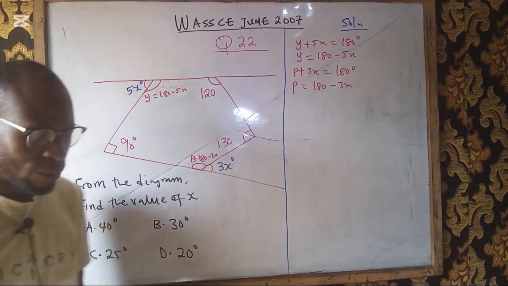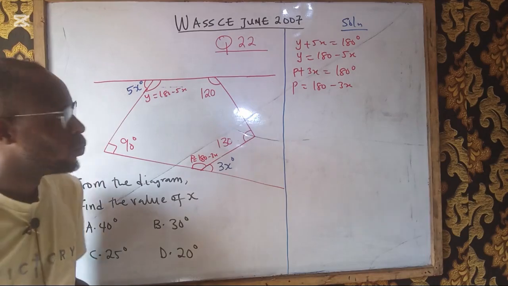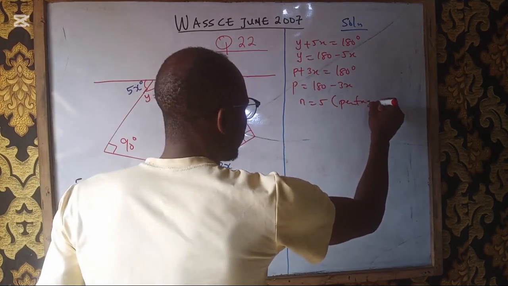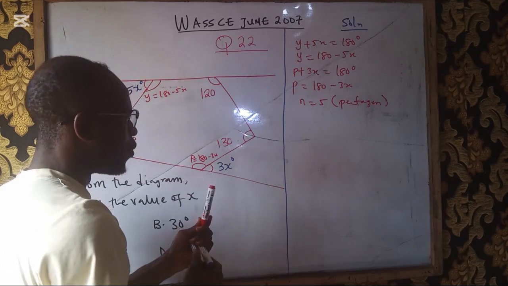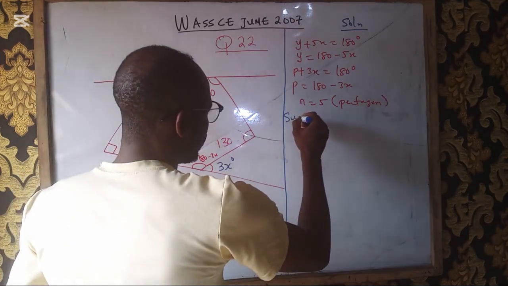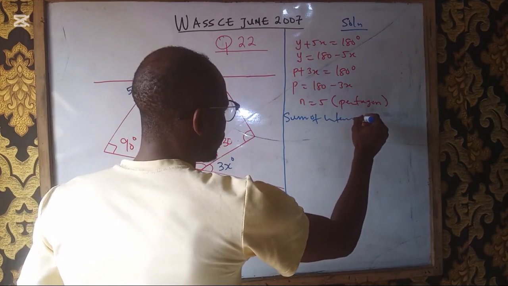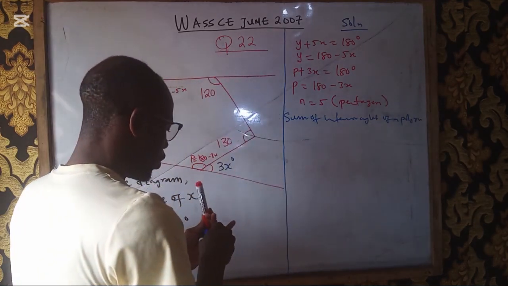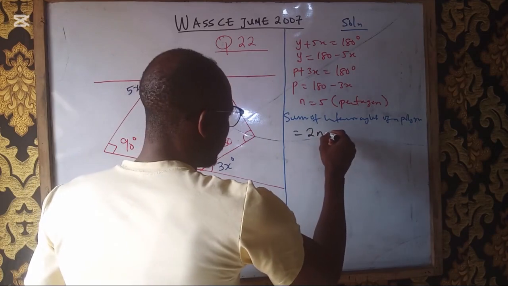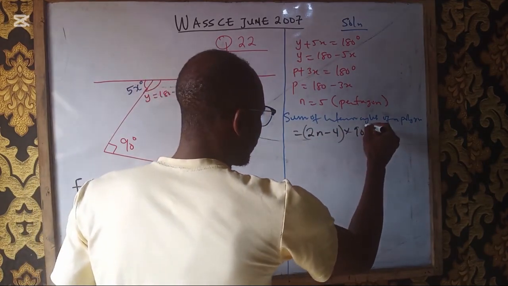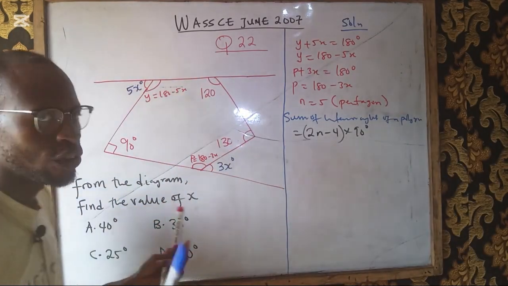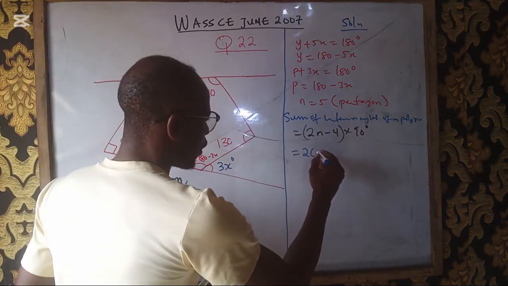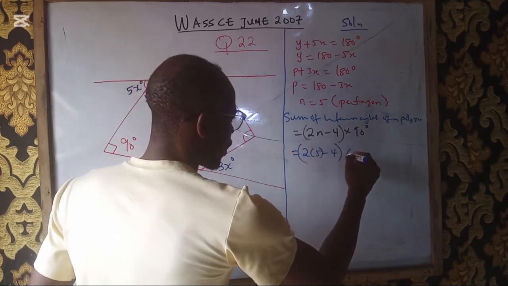So we now go back to our formula for the sum of interior angles of a polygon, which says that, since n equals 5, which makes it a pentagon, the sum of interior angles of a polygon equals 2n minus 4 multiplied by 90 degrees. So let's get the total sum of the angles, because we have already gotten n to be 5. So replace back here. You are going to have 2 bracket 5 minus 4 close the bigger bracket times 90.